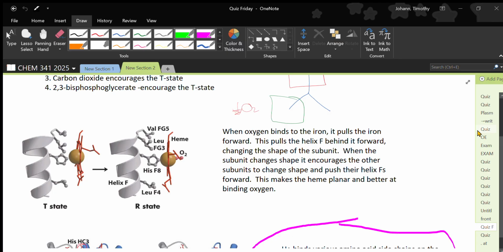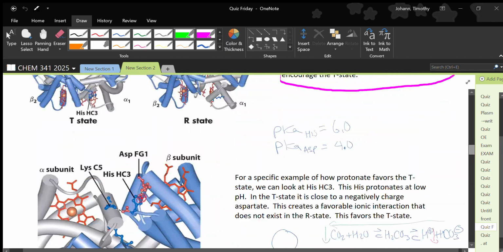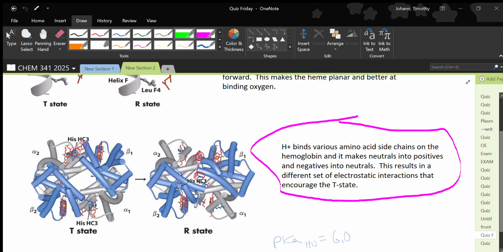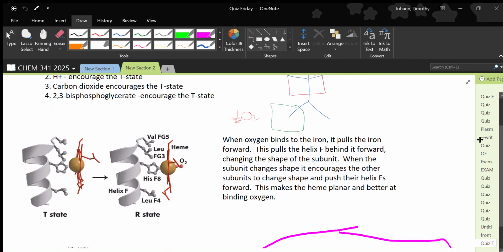So here in the T state, this iron is pulled back. This helix is back, and this helix is part of the whole rest of the subunit. I'm not sure where to identify that helix exactly in the picture. It's maybe this one for this heme. But this is puckered back.